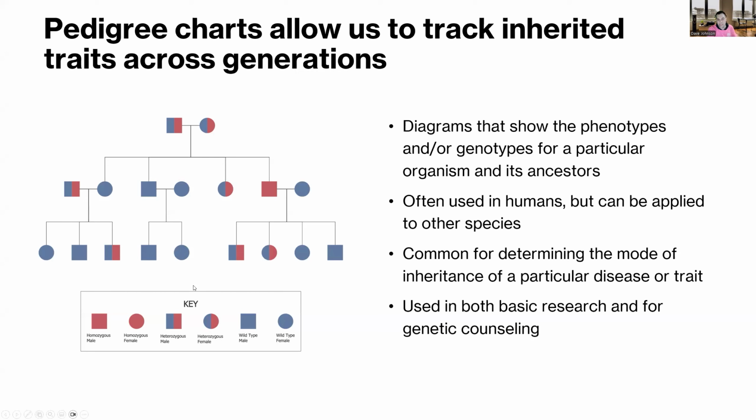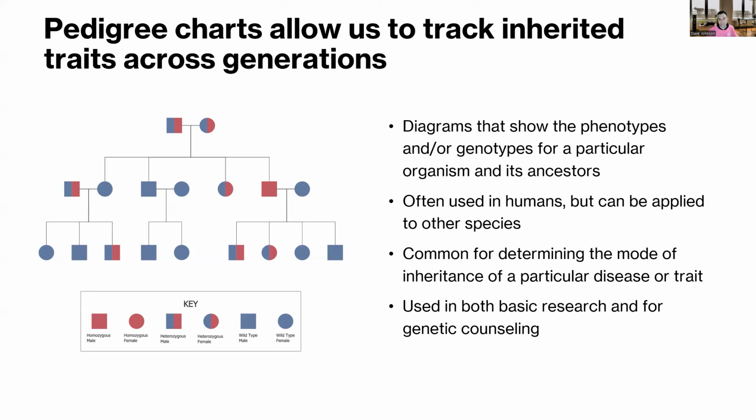In the key, for example, in this particular one, it's not always this way, but in this one, blue coloration represents somebody who has the wild type alleles. Then you have half filled in circles that are half blue and half red to represent individuals who are heterozygotes, and then you would have all red ones for those who are homozygous for a given trait. So the diagrams show the phenotypes and/or the genotypes for particular organisms and its ancestors.